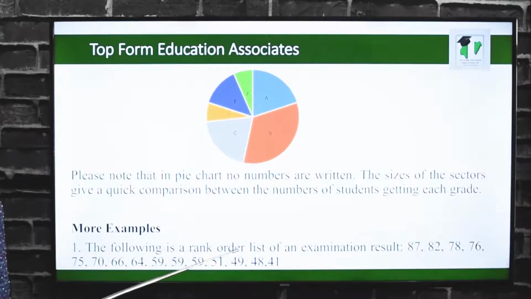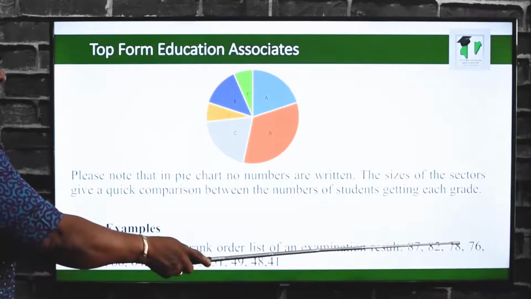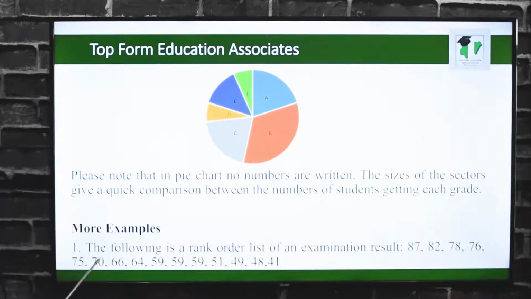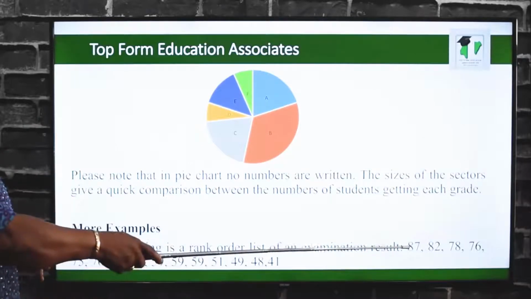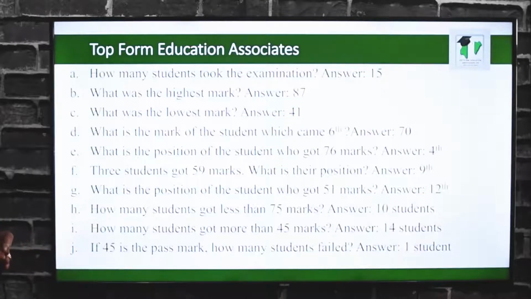The following is a rank order list of an examination result. 87, 82, 78, 76, 75, 70, 66, 64, 59, 59, 59, 51, 49, 48, and 41. The question says it's a rank order list. So because it's a rank order list, they have put it in order of magnitude. And when you look at it, it is in descending order from the highest to the lowest. So you don't have many questions to answer using that rank order list.